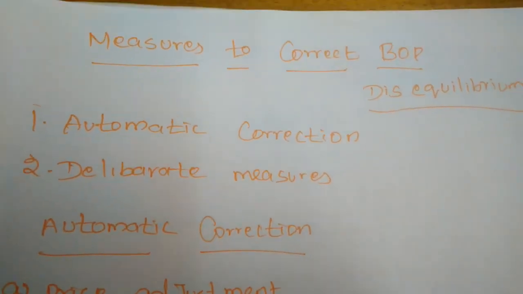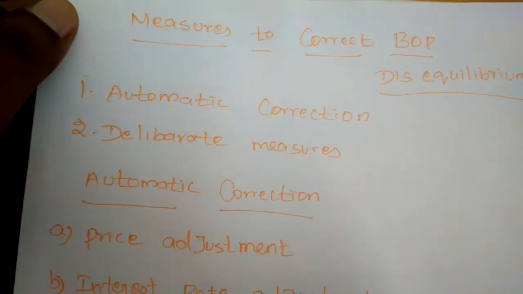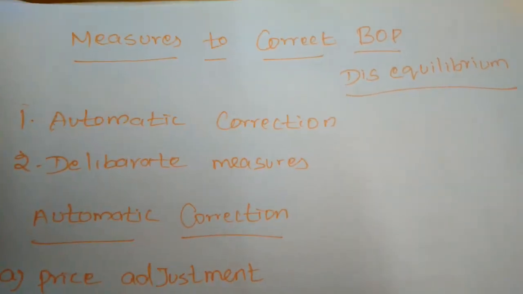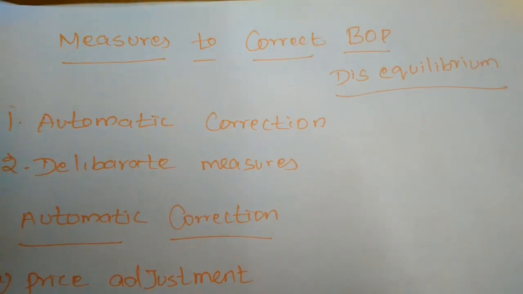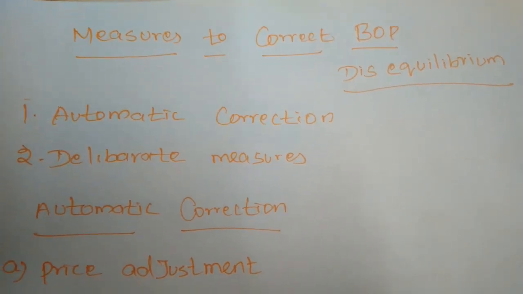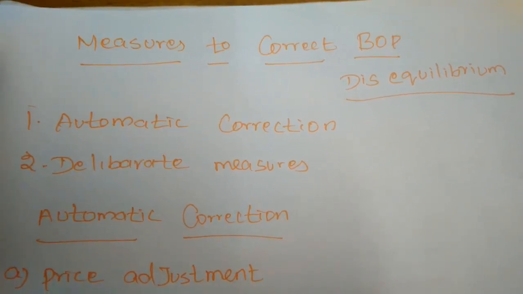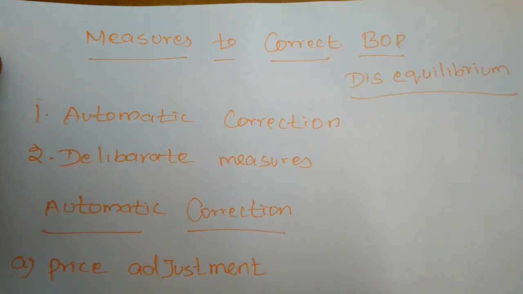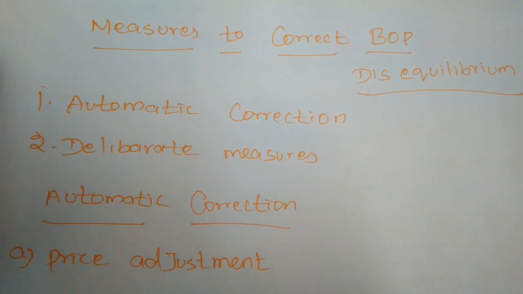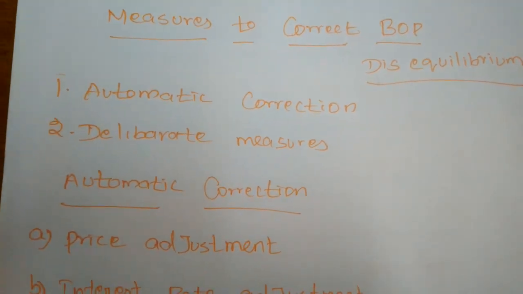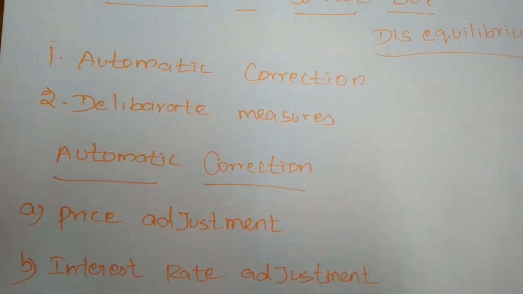Next, measures to correct the balance of payments disequilibrium. All the nations, or most of the nations, are in balance of payments disequilibrium. If nations are in this disequilibrium situation, it is not good for them. It will be harmful and affect the economy of those nations. So all the nations have to take measures or make an effort to correct the balance of payments disequilibrium. There are a number of measures available for correcting it.